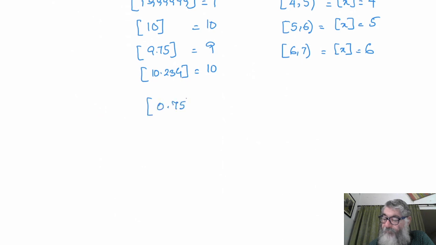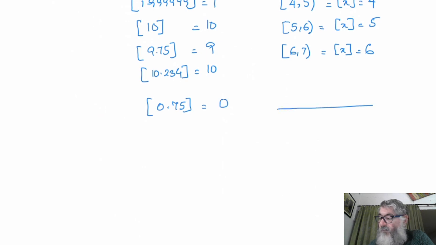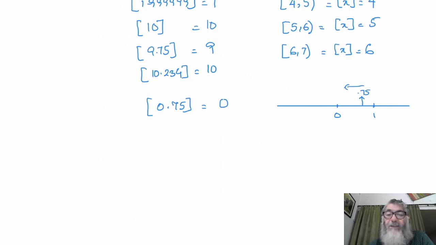0.75, so it will be 0. Notice here it is 0, here it is 1. So between 0 and 1, 0.75 will be somewhere here. We move to the left, and the first integer on the left side is 0.